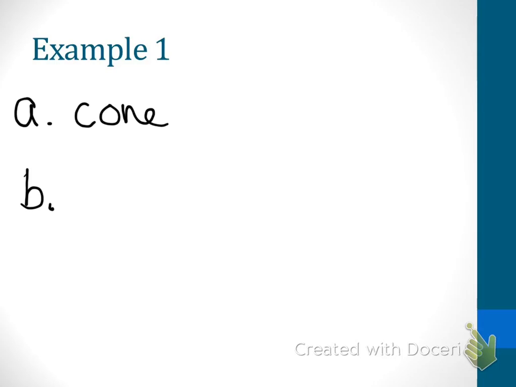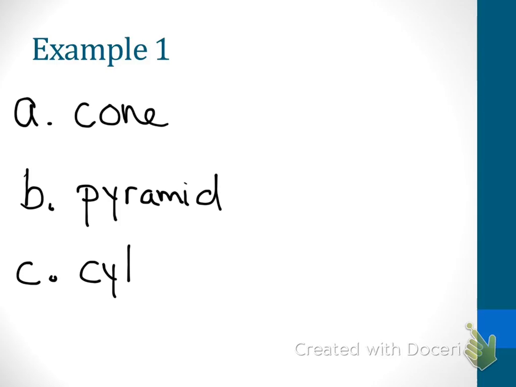What about 1b? What's 1b, class? Pyramid. It is a pyramid. Very good. It's a pyramid. What about example 1c? Cylinder. It is a cylinder. Okay, and that's it for example 1. Any questions?